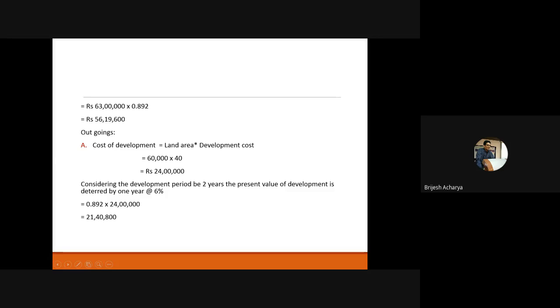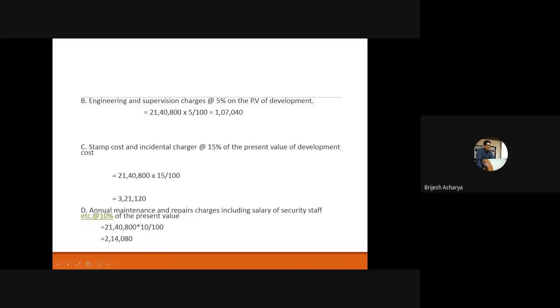But again, these 24 lakh rupees will be the expenditure done over a period of 4 years, while we need it for a period of 2 years, so average it out for 2 years. Multiplying it by 0.892, we get 21 lakh 40,800. So the total cost of the engineering supervision charge is 5% of this 21 lakh rupees, which comes out to be 1 lakh 7,000.